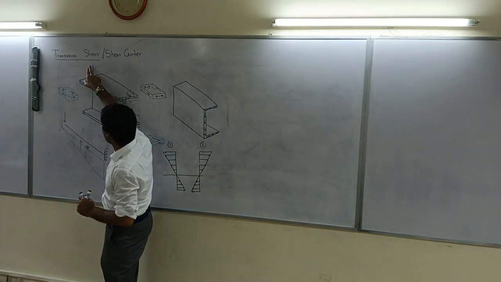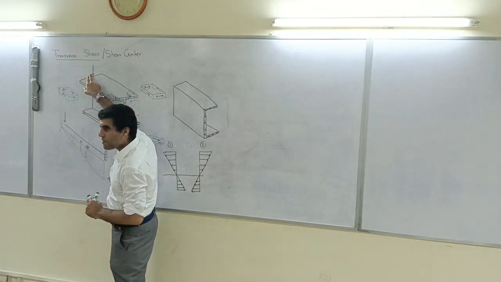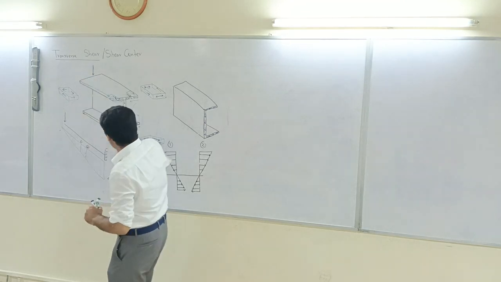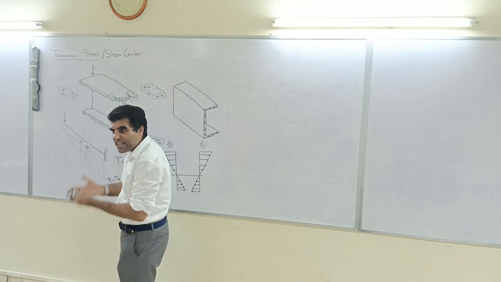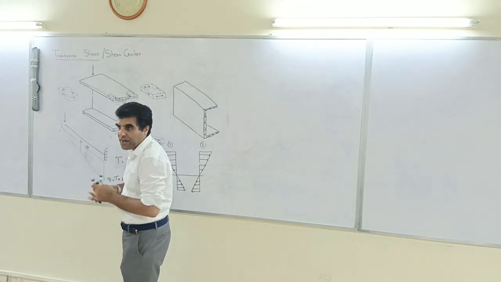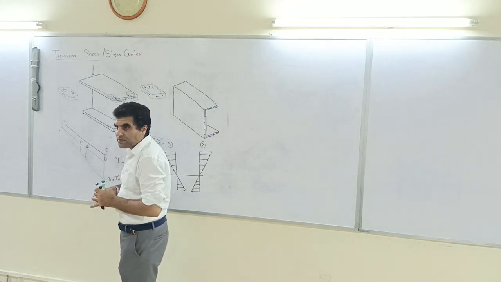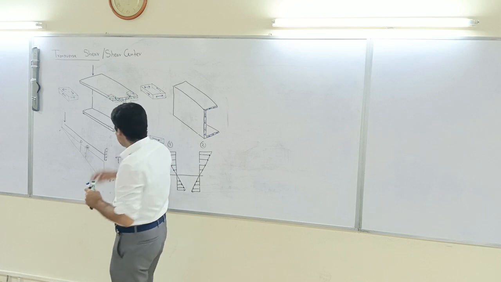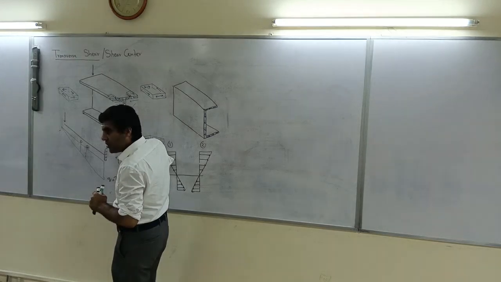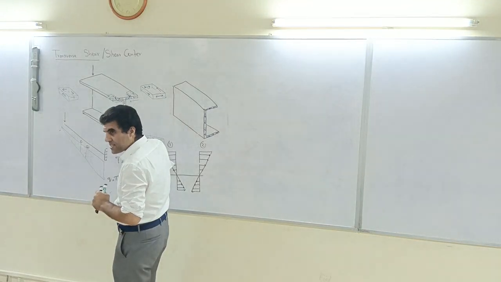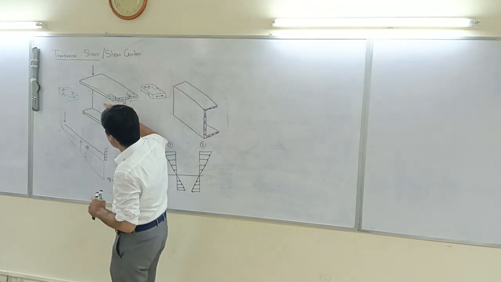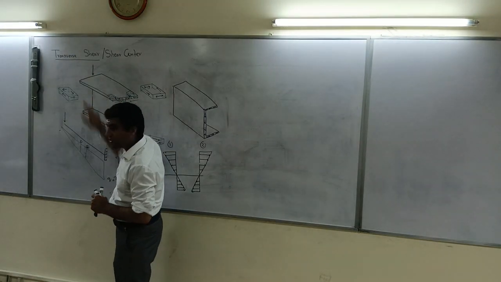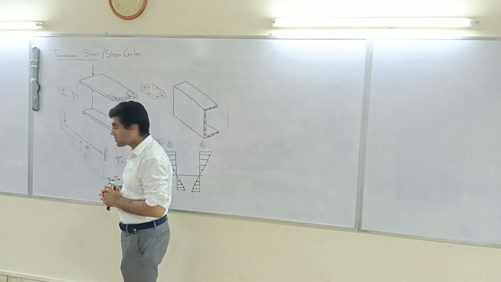And summation of Fy, this one is equal to this one. So, your summation of Fy equal to 0 is also satisfied. So it is the web which is taking your shear force, which is this one.